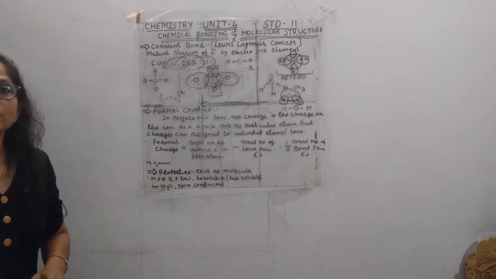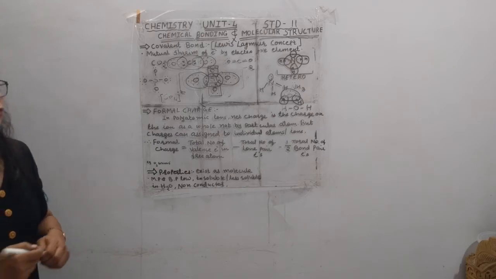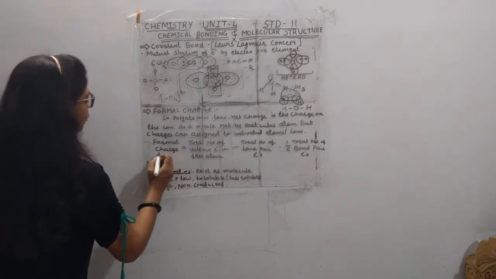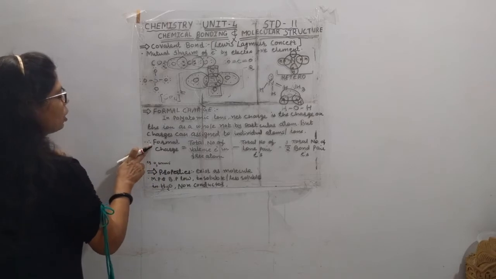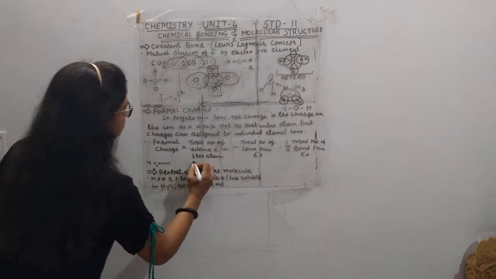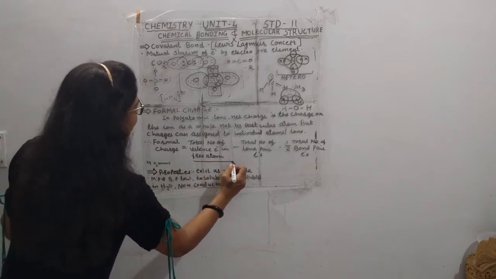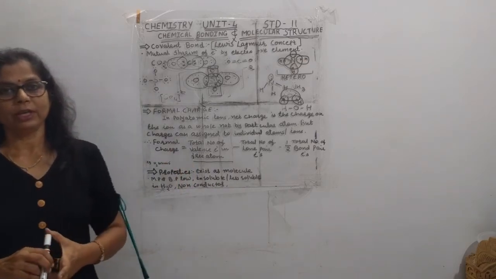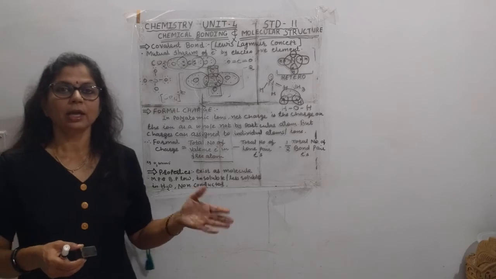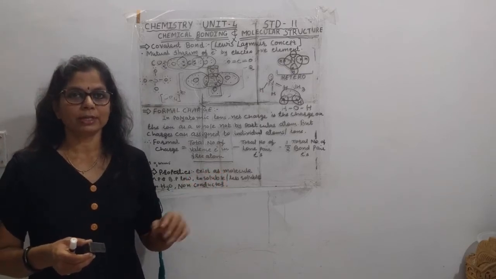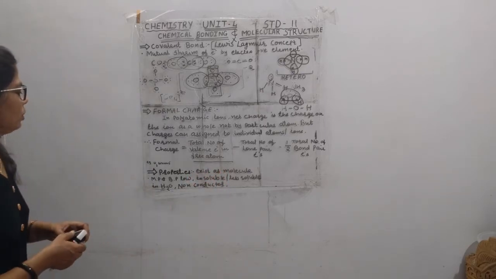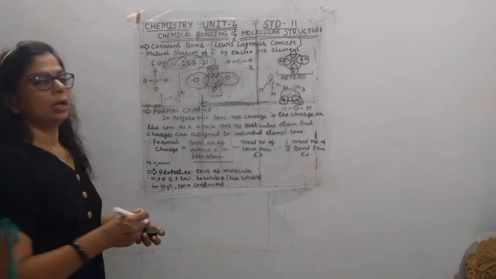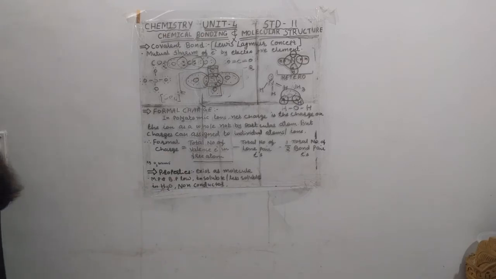So what is the formula, student, to find out the formal charge? How can we find the formal charge? Formal charge is equal to the total number of valence electrons in the free atom. Student, what is the meaning of free atom? As you know, oxygen has 6 valence electrons. If we take an example, then you will understand very easily.